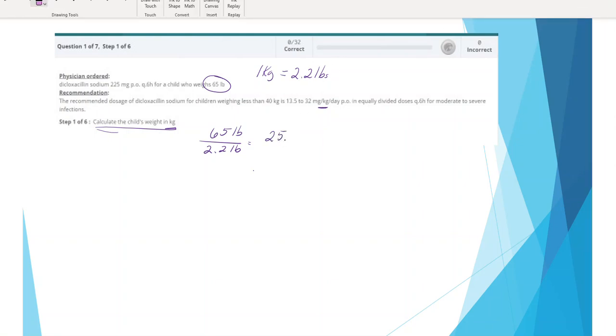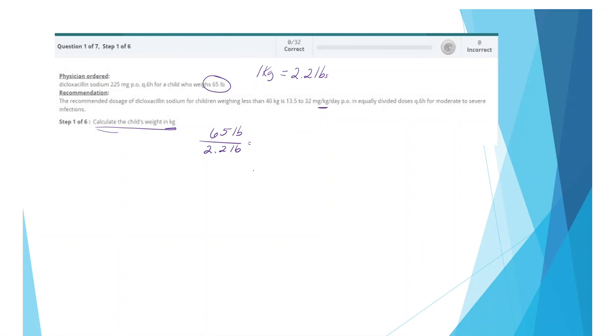Okay, how come that doesn't want to erase? There we go. Try this again. 29.5 kilograms. Okay, so that's all this question is wanting, our weight. So write that over to the side somewhere and remember it for the next slide.